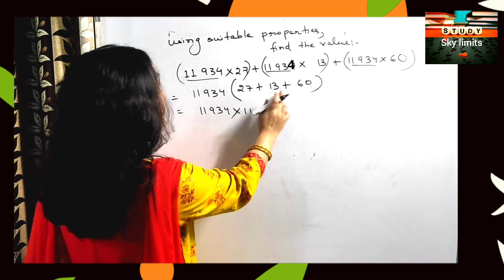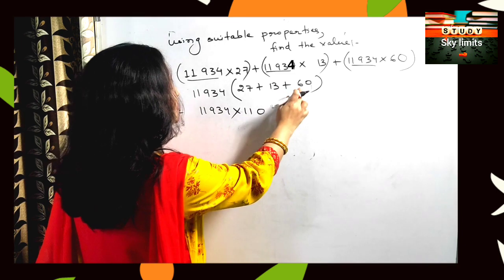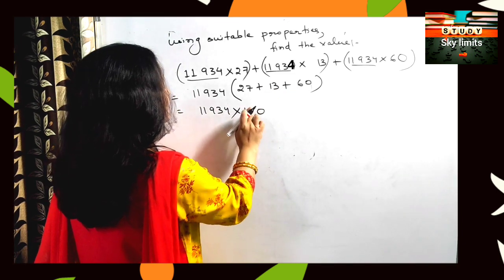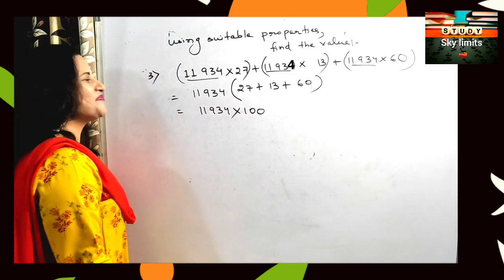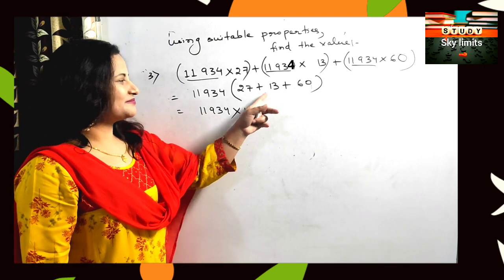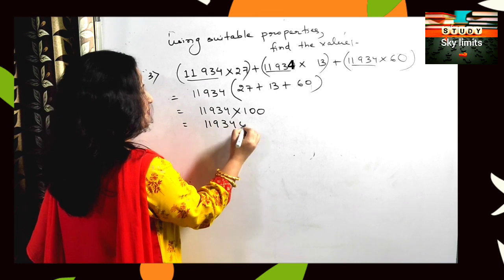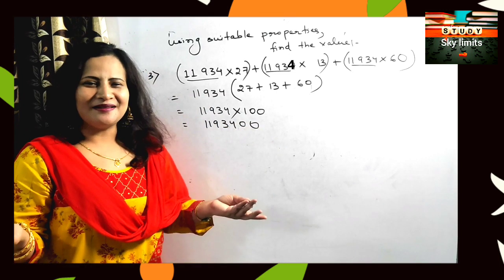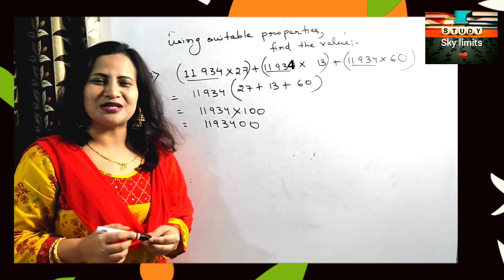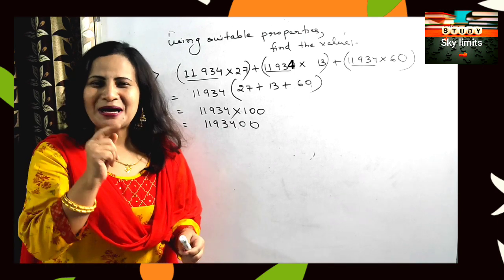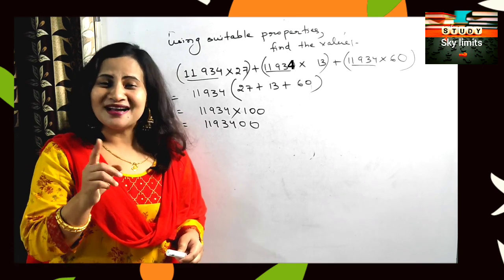Just let me check it out. 7 plus 3 is 10. Then you have 7, 8, 9, 10. Sorry, it's 100. Okay? Isn't it? Clear? So 1193,400. See, the calculation has become so simple by using the distributive property of multiplication over addition.